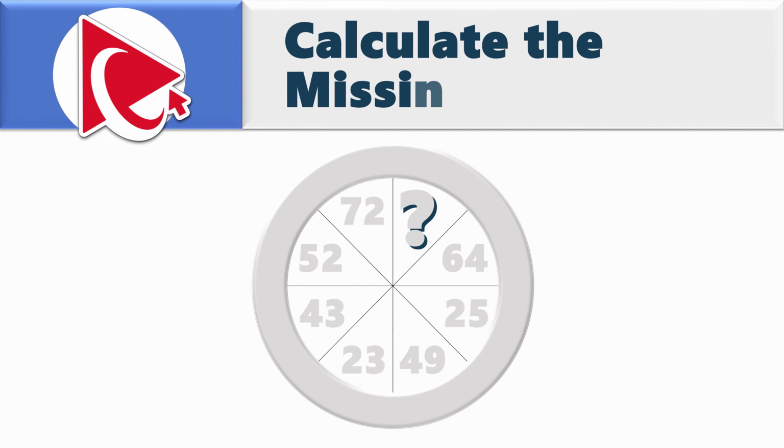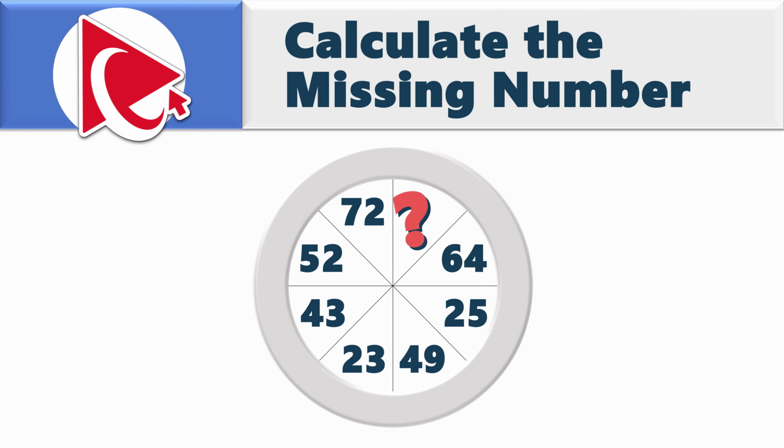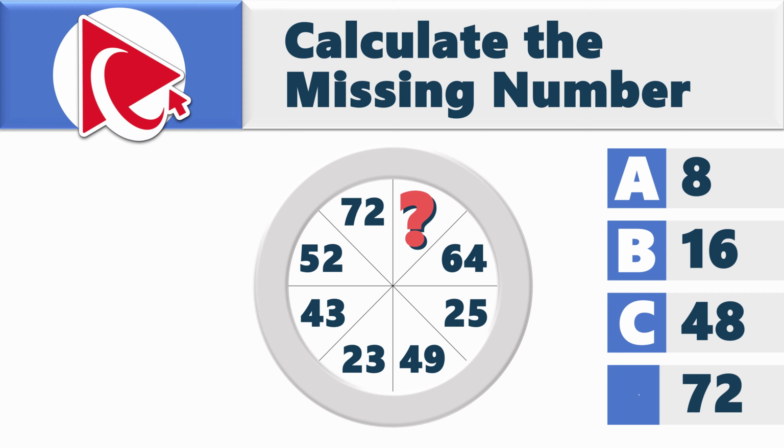You're presented with a circle, which is broken down into 8 sections. Each section has a number inside. Starting from 11 o'clock, counterclockwise, the numbers are 72, 52, 43, 23, 49, 25, 64, and then comes the missing number, which you need to calculate and select out of 4 possible choices. Choice A, 8, choice B, 16, choice C, 48, and last but not least, choice D, 72.